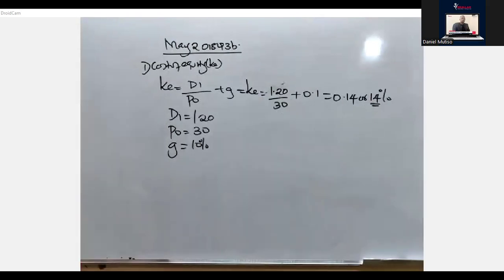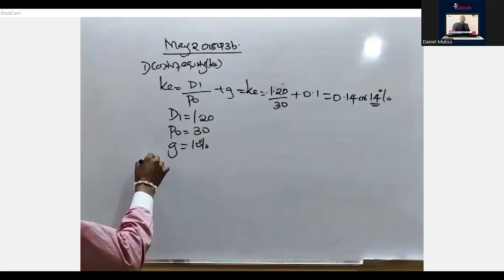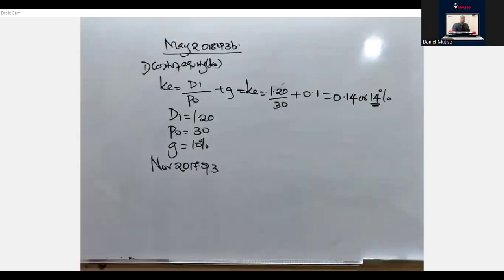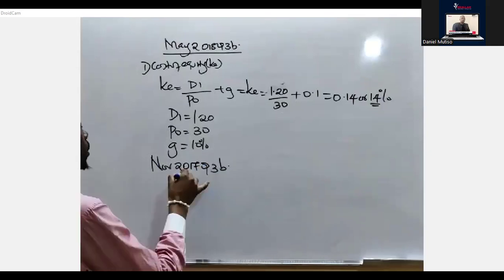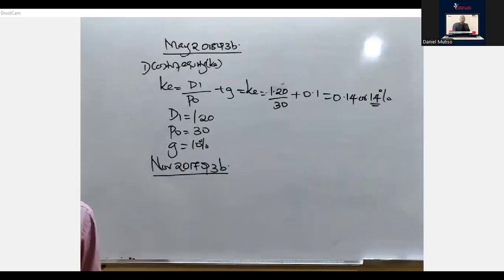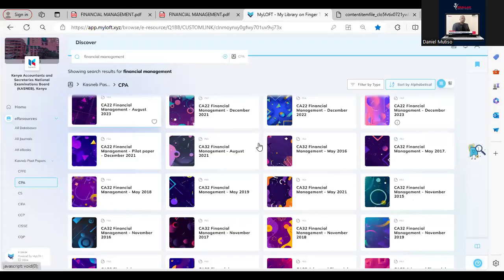Let me look at another one. November 2017. Question number 3B. November 2017, question 3B. Let me see. You can see how you normally analyze the cost of equity. That is what I want to do, the cost of equity first. So let's see the next one. The next one will be, we have said November 2017. So how is it November 2017 here? We go back to the question. Do you have November 2017? You just search.